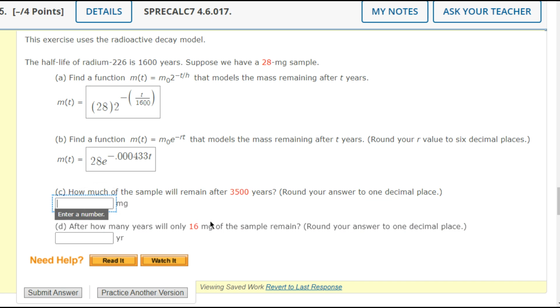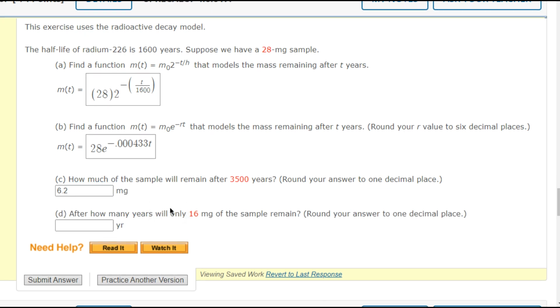so how much of the sample will still be radium-226? After 3,500 years, there would be 6.2 milligrams left. After how many years will only 16 milligrams of radium-226 remain in the sample? Round your answer to 1 decimal place.